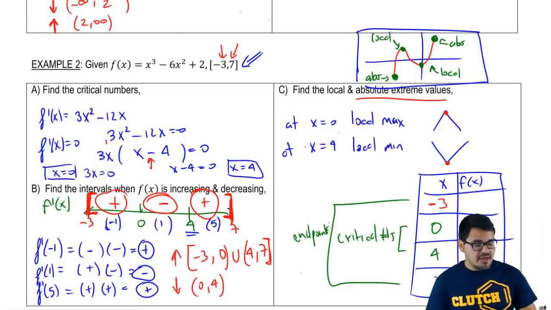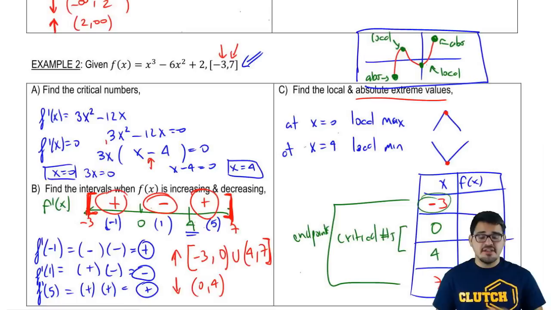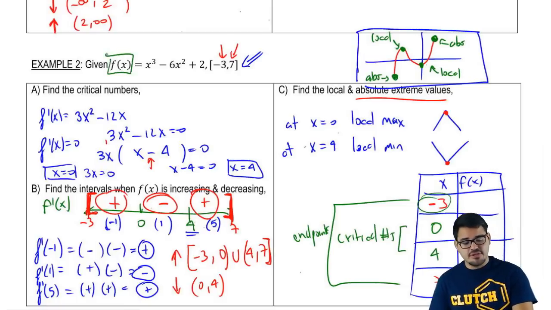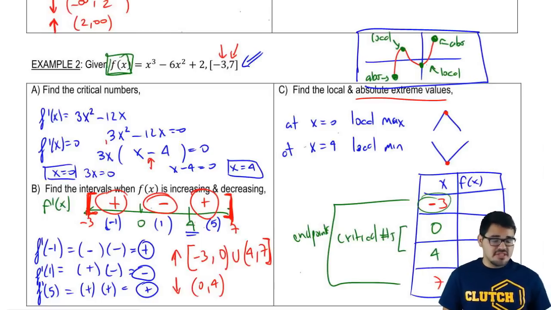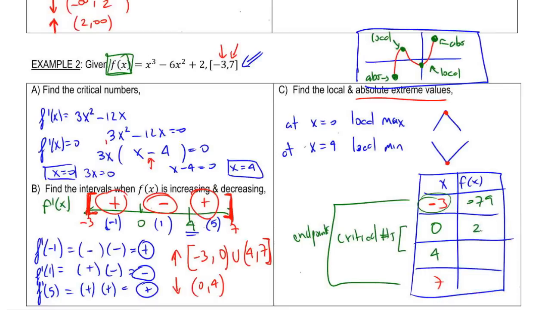And now we're going to go ahead and plug in -3 into my f of x. If you plug in -3 into my function, you will see that you get -79. If we plug in 0, we get 2. This is all if you do it on your own. If you plug in 0 into the original function, you will get 2. If you plug in 4, you get -30. And then if you plug in 7 into your f of x, you get 51.